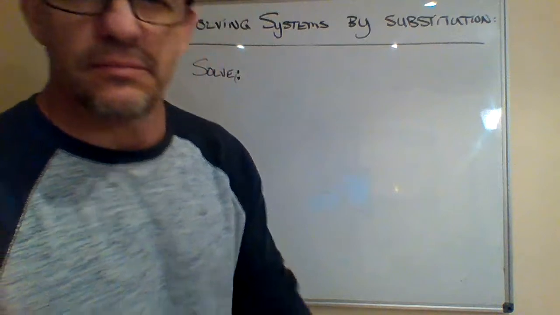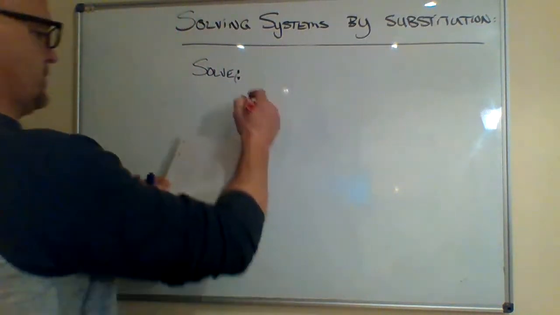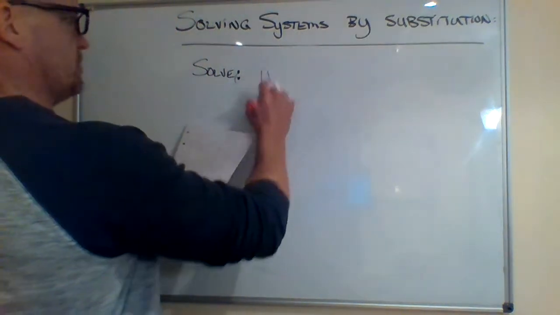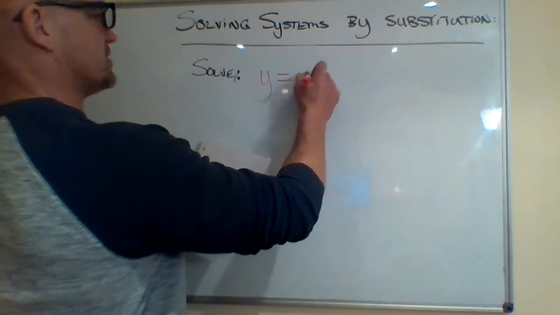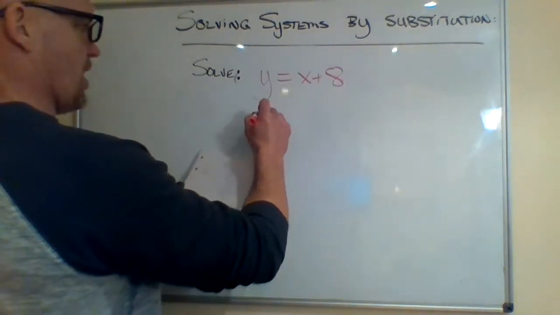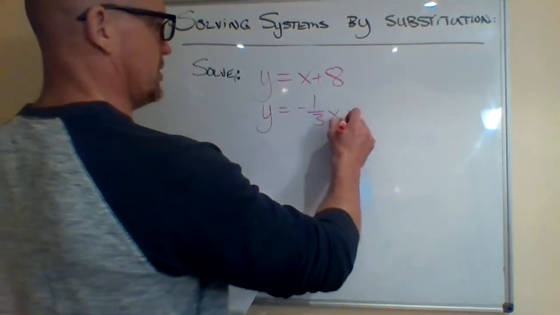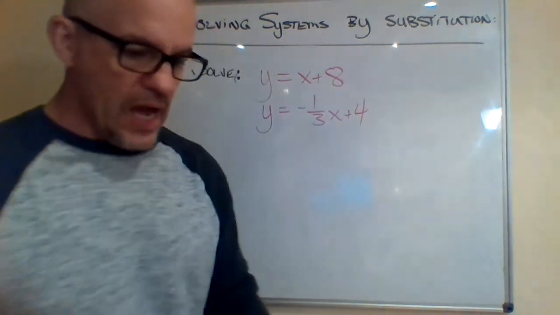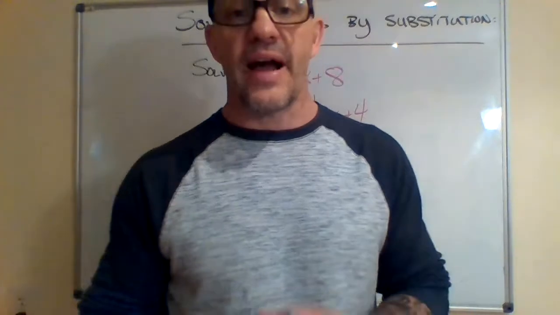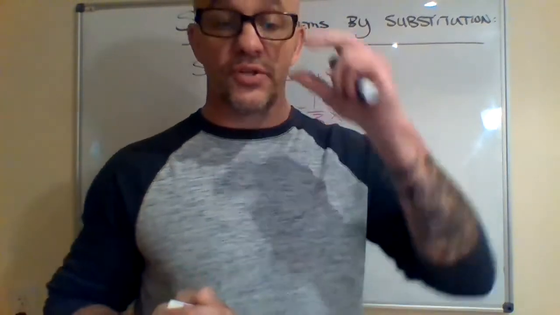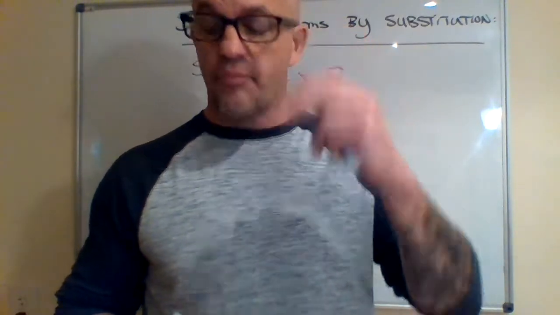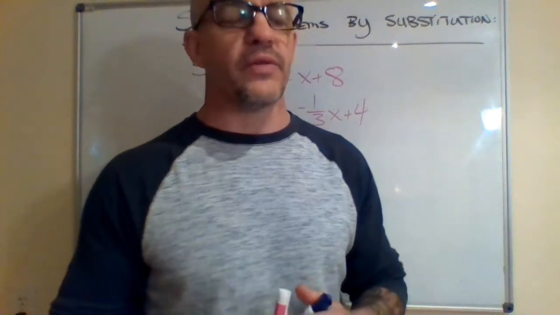Let's put one with some fractions in it. So we have y equals x plus 8, and y equals negative 1/3 x plus 4. We're going to run into some fractions here. You're probably going to want to use your calculators. The problem with that is I know not all of you have a calculator at home.